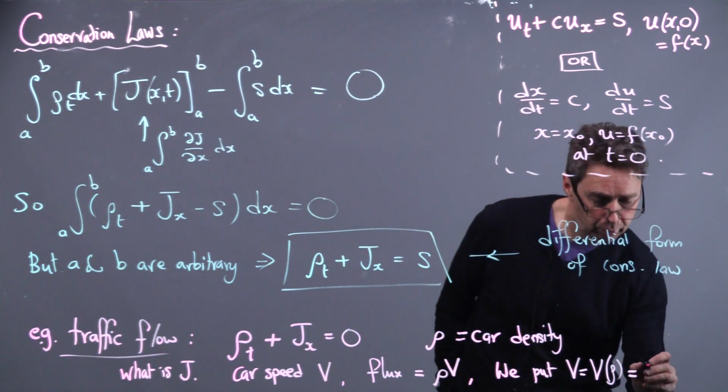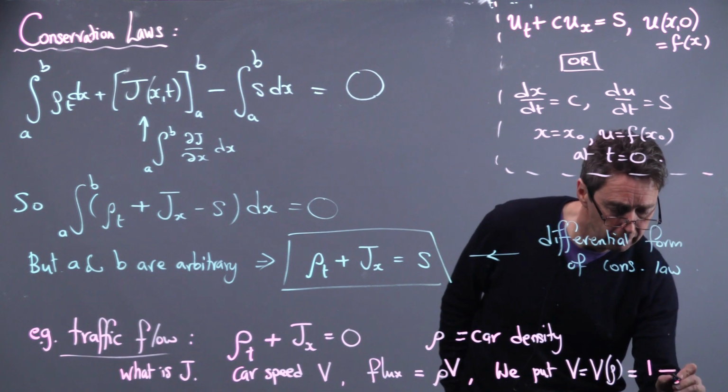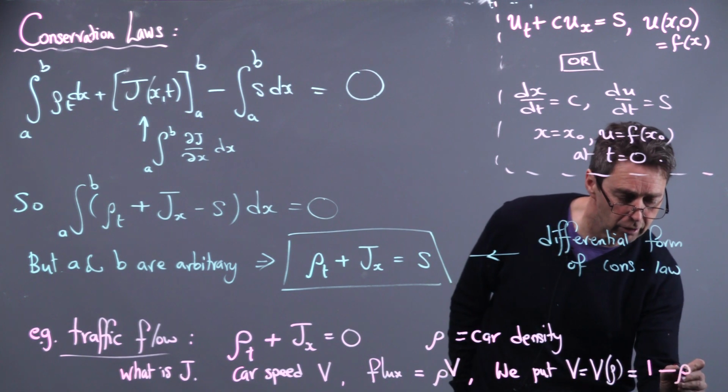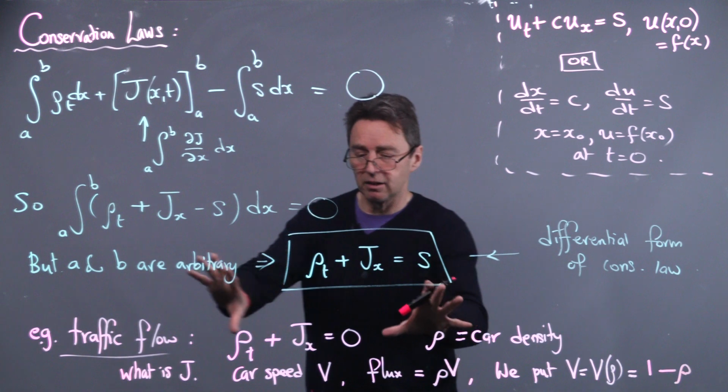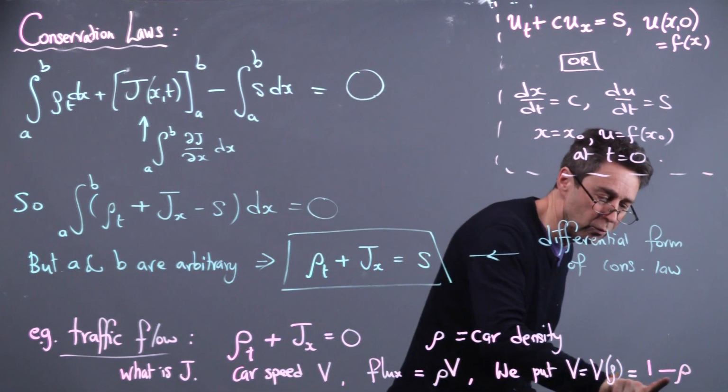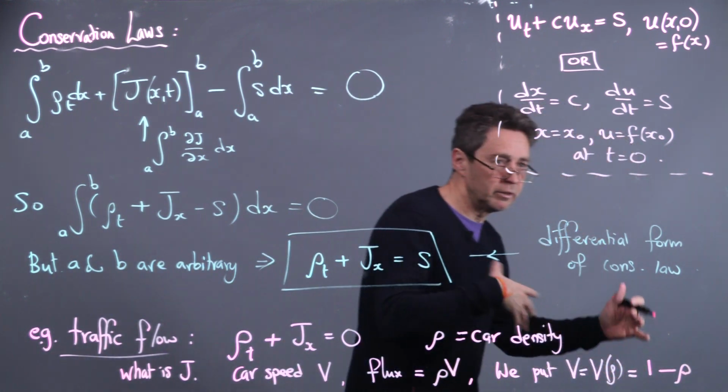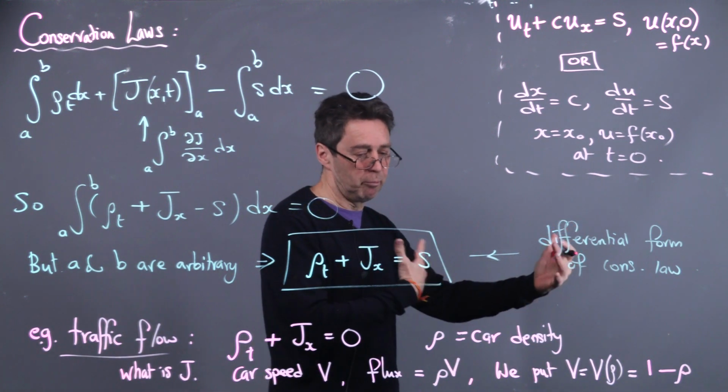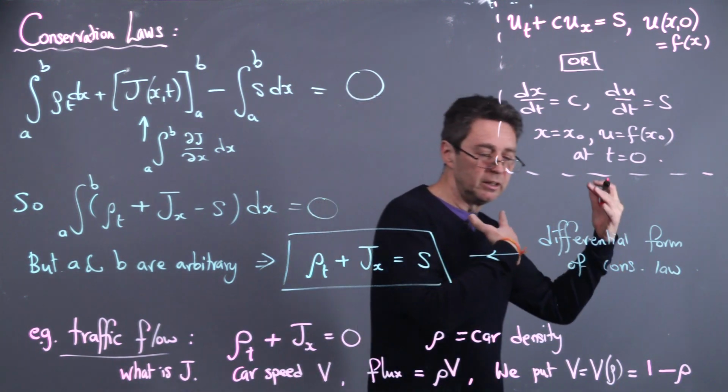So let's put that information in by saying that V is 1 minus rho. So I'm going to scale things. I'm going to scale the density so that when rho gets to 1, that corresponds to a traffic jam. You're packed on the highway or whatever, you can't move.